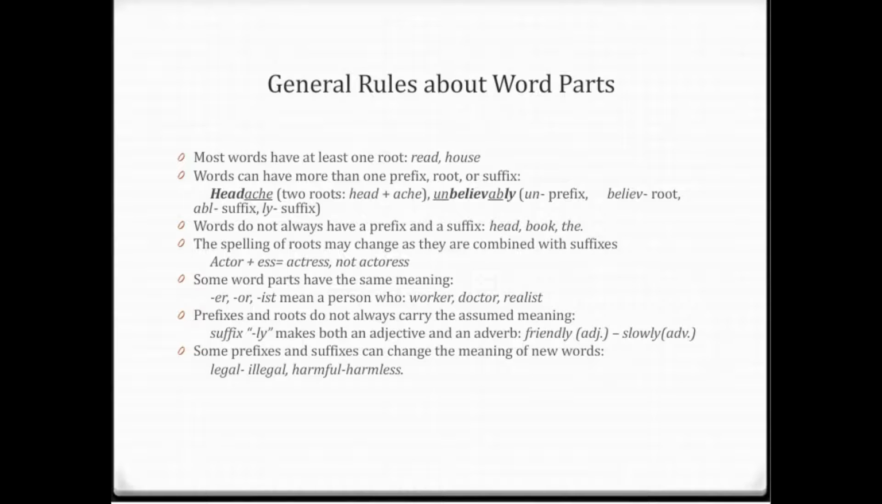The spelling of roots may change as they are combined with suffixes. For example, actor becomes actress with the suffix ess added, and it's spelled actress, not actoress. Some word parts have the same meaning. For example, three suffixes, er, or, ist, mean the same: a person who. For example, worker, doctor, realist.